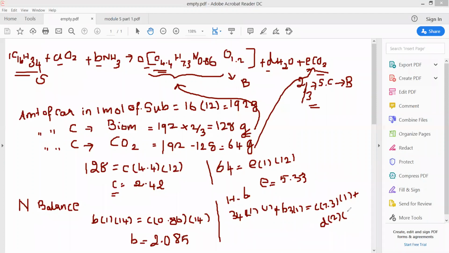Okay, plus D into 2 into 1. Now from here you know all the other values, so when you substitute the other values and solve the equation, you will get D is equal to 11.29. Okay, D is equal to 11.29. So C has been found, E has been found, B has been found, and D has been found. So the only thing we have to find is A.